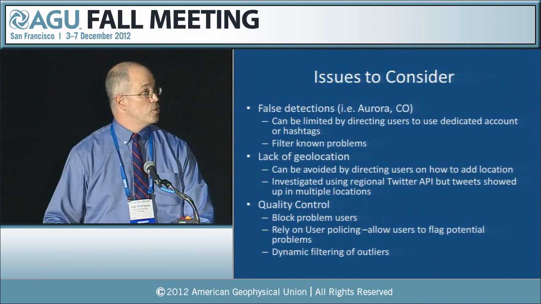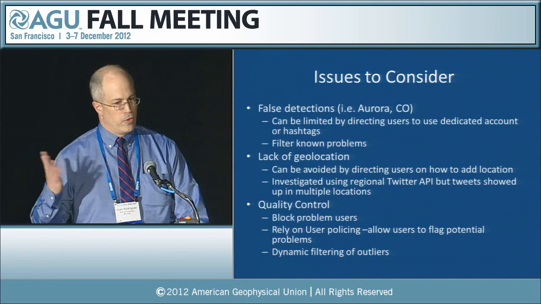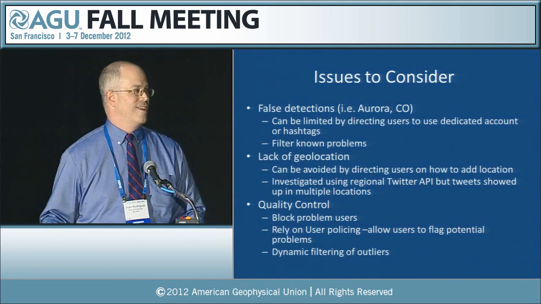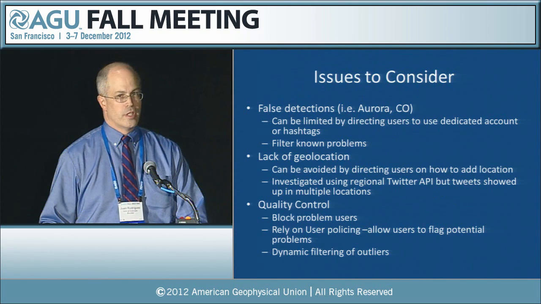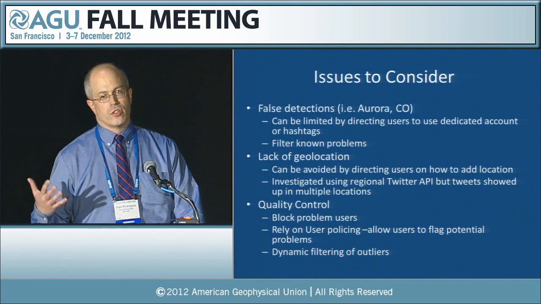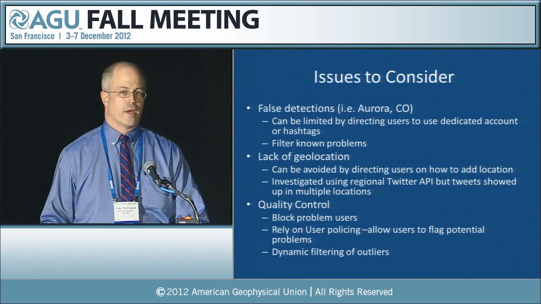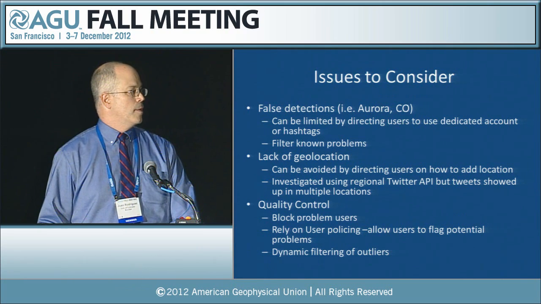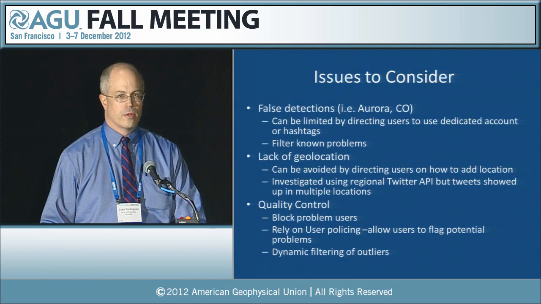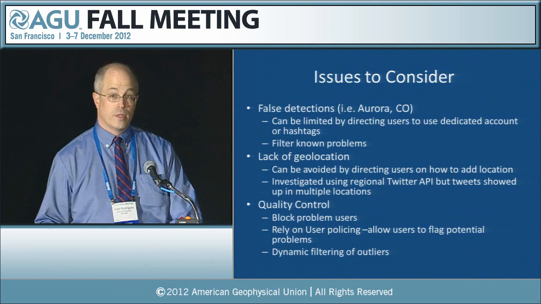Such quality issues to consider, of course, include false detections. There are several towns and cities around the United States called Aurora, so those are probably going to dominate tweets. Again, we can direct users to use a dedicated account. Lack of geolocation turns out, based on the USGS experience, only about 10% of tweets have proper geolocation. So we just have to instruct people on our website to do this, this, and this, and you'll get your location, if you so choose, into your tweet. And of course, quality control that many people with this kind of service face, blocking problem users, we can rely on user policing. That works well.